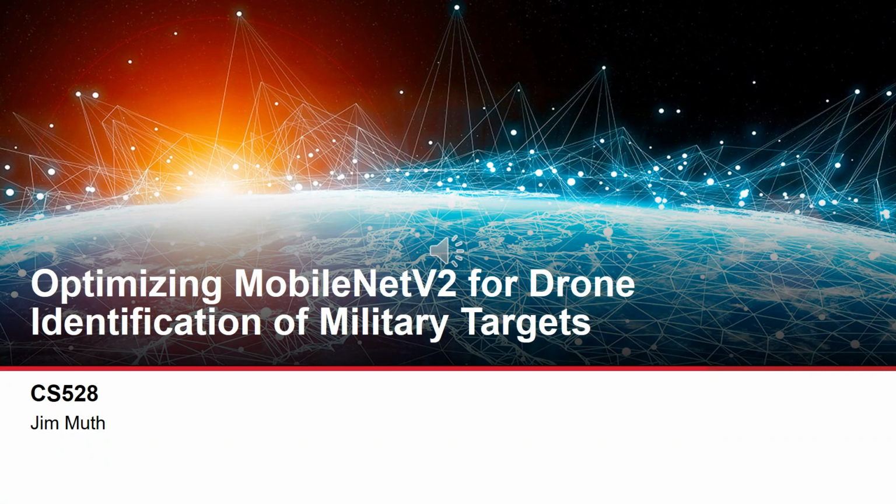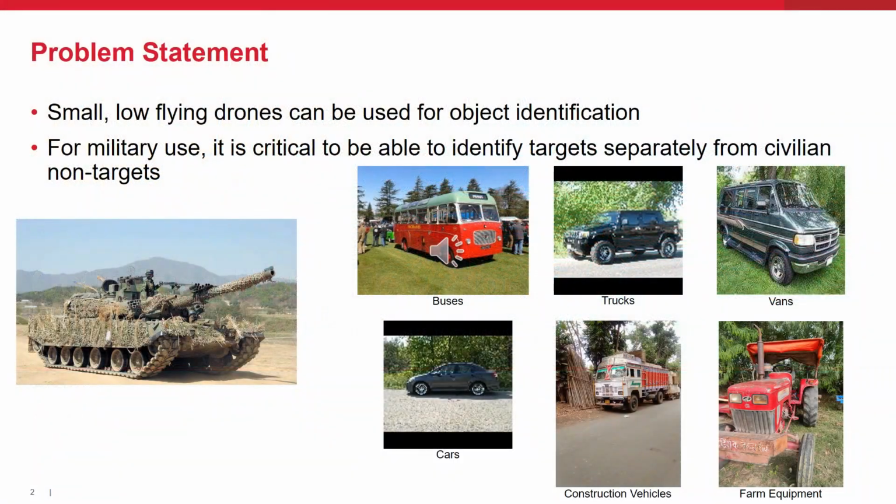My semester project is optimizing MobileNet V2 for drone identification of military targets. It was inspired by the Russian invasion of Ukraine, where small, low-flying drones are being used by both sides in the conflict. Small drones equipped with cameras are quite common today and can be used for object identification. What's critical in this application is being able to distinguish between military targets and civilian non-targets.